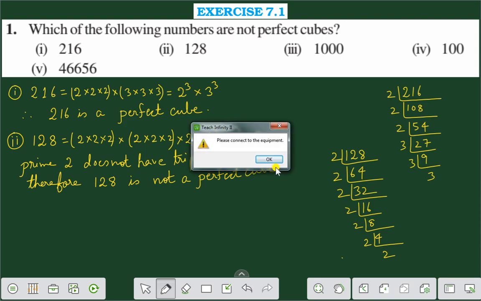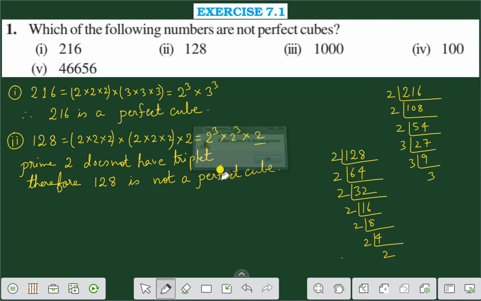Let's solve question number 3, that is 1000. If we find the prime factorization of 1000, dividing by 2, we get 500. Again dividing by 2, we get 250.